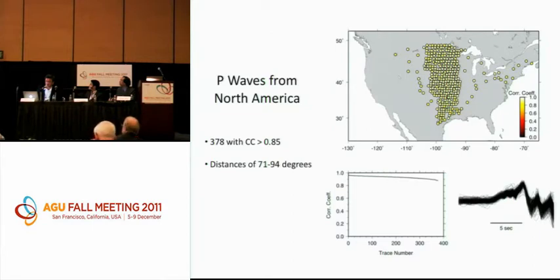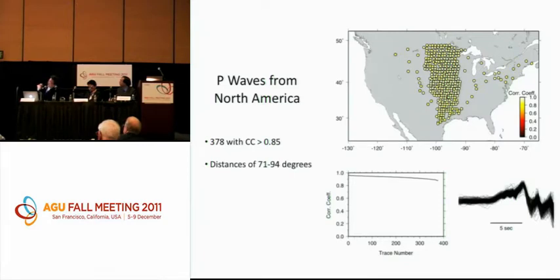Each one of these dots is a little seismometer, and the seismometers are uniform and installed in a similar manner from site to site. So what we have essentially is a big antenna that we can use to focus the seismic energy back towards the source. And you can see if we look at the overlay of all the seismograms, right there, how similar they are.